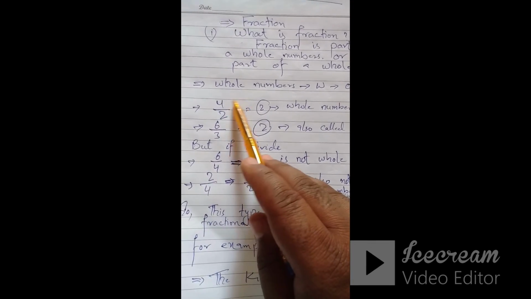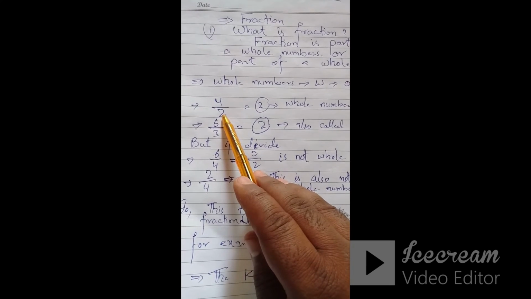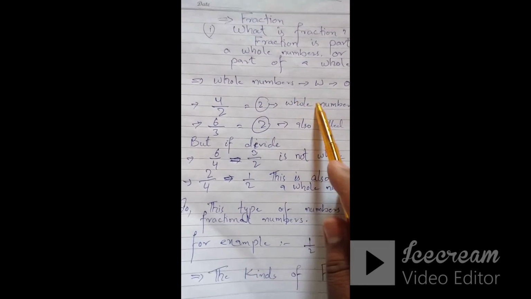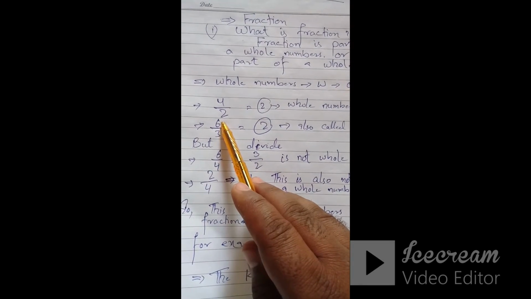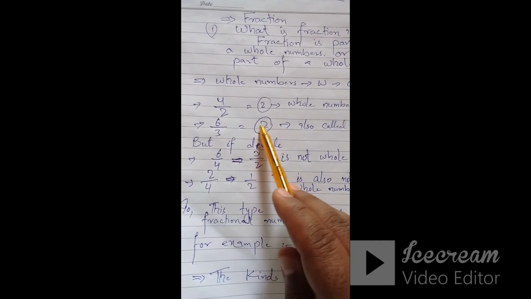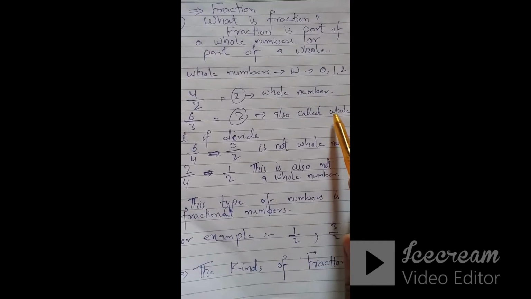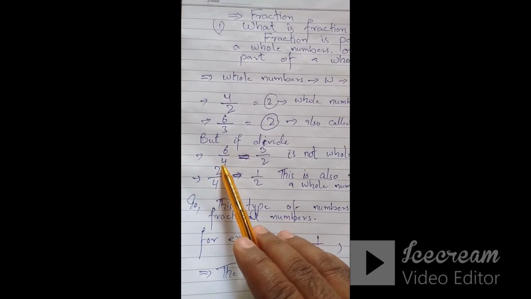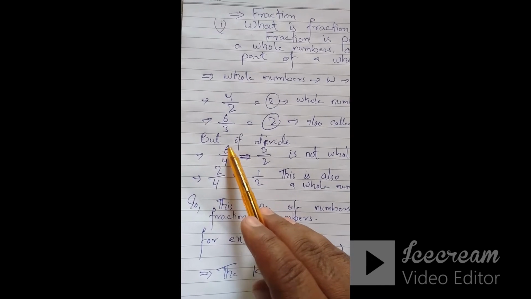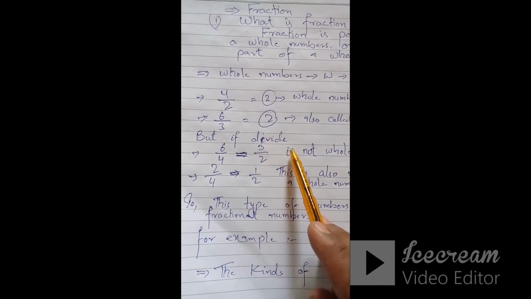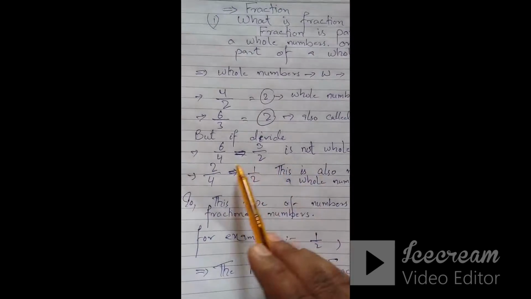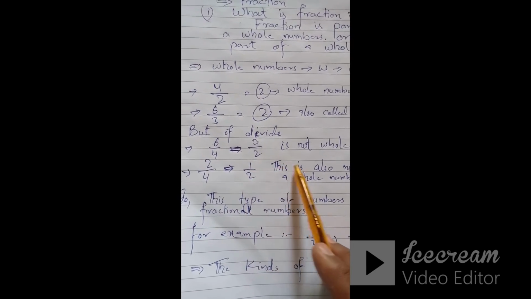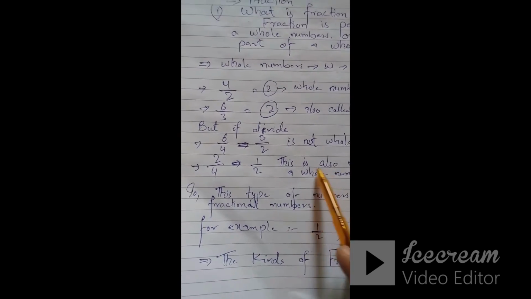So friends, 4 is also a whole number and 2 is also a whole number. If we divide 4 by 2, the result will be equal to 2, which is also a whole number. Suppose we divide 6 by 3, the result will be equal to 2, which is also a whole number. But if we divide 6, which is a whole number, by 4, which is also a whole number, the result will be equal to 3 by 2, which is not a whole number. And if we divide 1 by 2, the result is 1 by 2. This is also not a whole number.